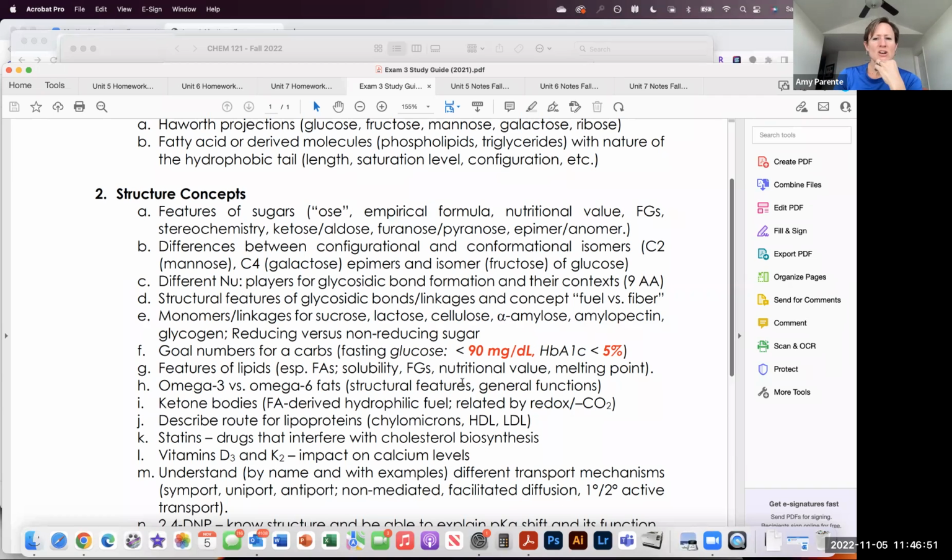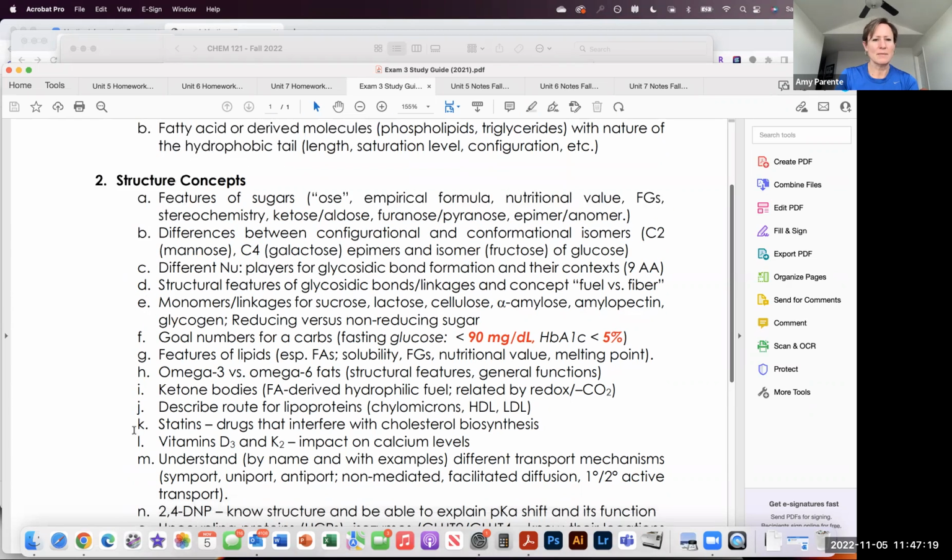Some numbers that I want you to know related to healthy glucose homeostasis: a fasting blood sugar less than 90. They usually say less than 100 is what the blood work will say, but truly a healthy fasting glucose is going to be less than 90. Hemoglobin A1C less than 5% is going to be the goal for glucose homeostasis. Moving then into structural concepts, when we think about lipids here.